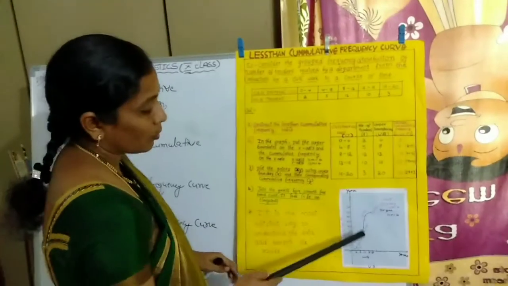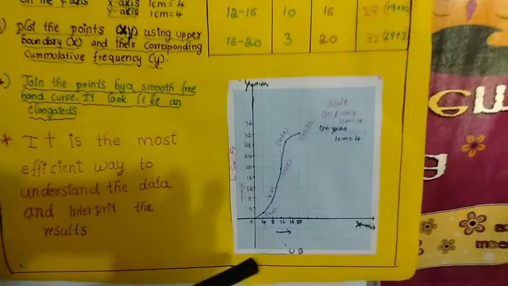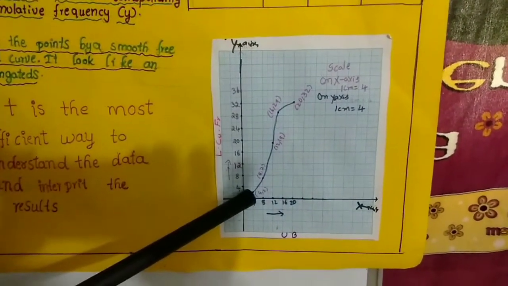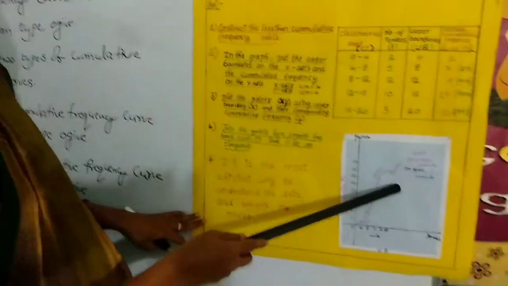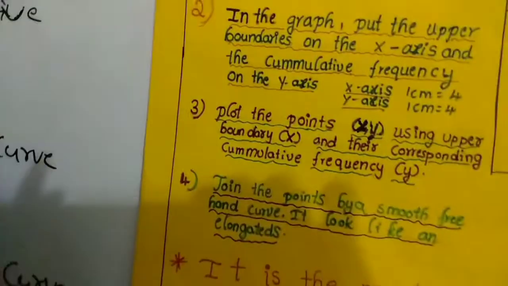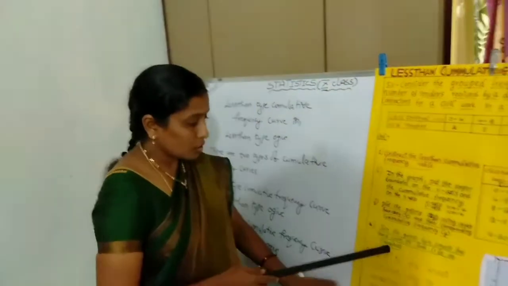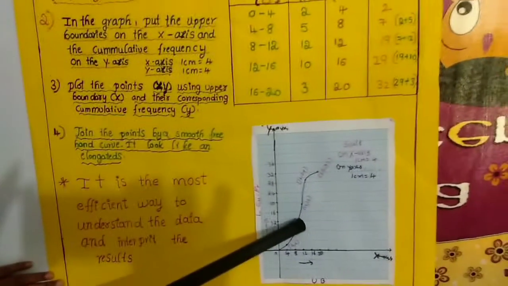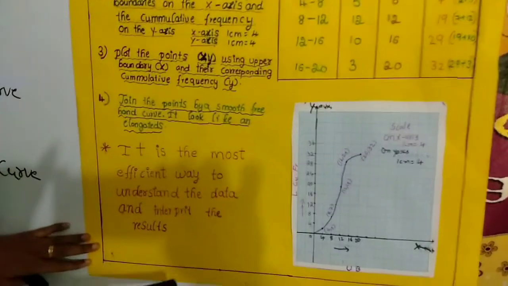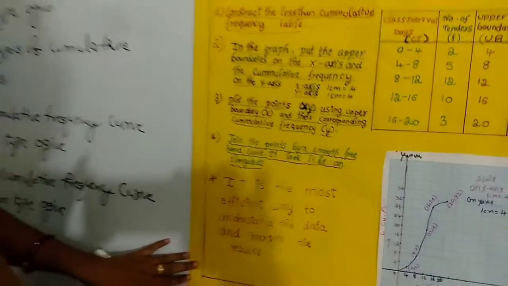After plotting all these points, we can draw a smooth freehand curve on the graph paper like this. It is in the shape of an elongated S. So this is called the less than type cumulative frequency curve or less than type ogive. Have you understood? So join the points by a smooth freehand curve. It looks like an elongated S. This type of curve is called the less than type cumulative frequency curve or less than ogive.